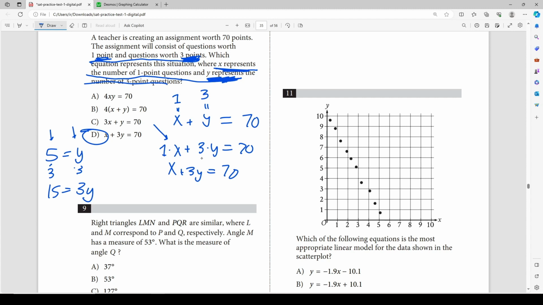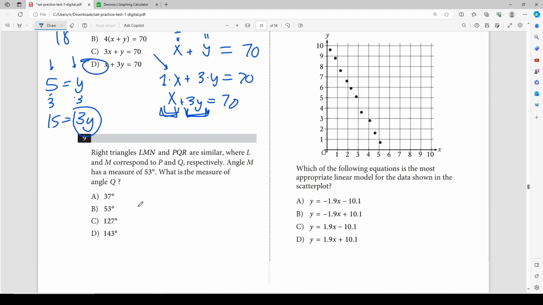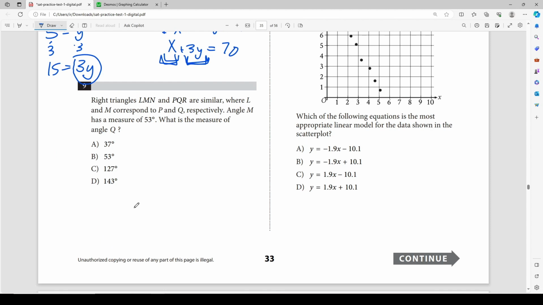And what you see here is that this format works for any type of points. If I have 6 3-point questions, right? 6 questions and they're each worth 3 points, that's 6 times 3, that's going to be 18. In other words, that's just 3y when y is equal to 6, right? So that's just how you represent that. And then you're adding this, because each one of these represents the total points per category of questions, you have to add them to one another, and you get 70 as your total. Right, so number 9 says right triangles LMN and PQR are similar.